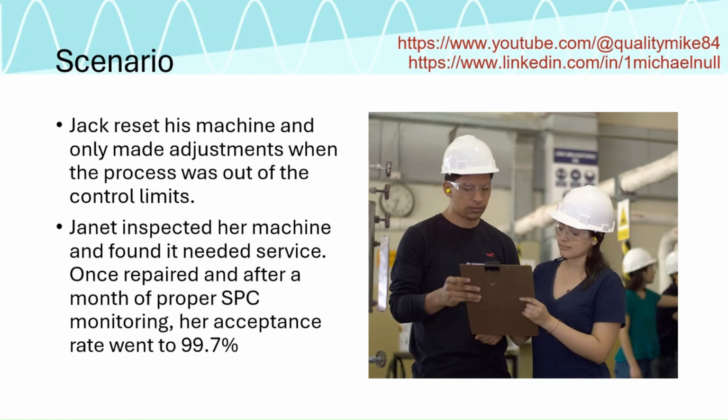So Jack reset his machine and then only made adjustments when the process was out of control limits. Janet inspected her machine and found it needed service. Once repaired, and after a month of proper SPC monitoring, her acceptance rate went to 99.7%. And there you go, my friends. That is a very simple explanation of statistical process control.